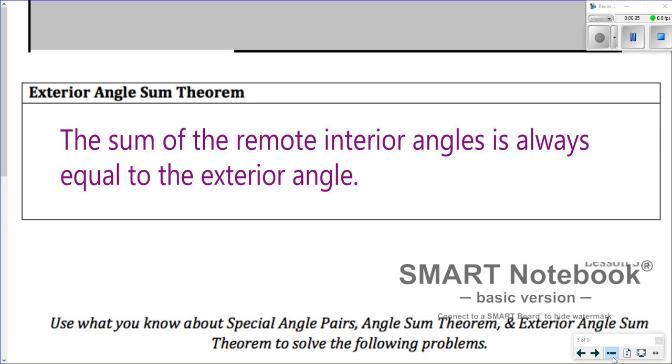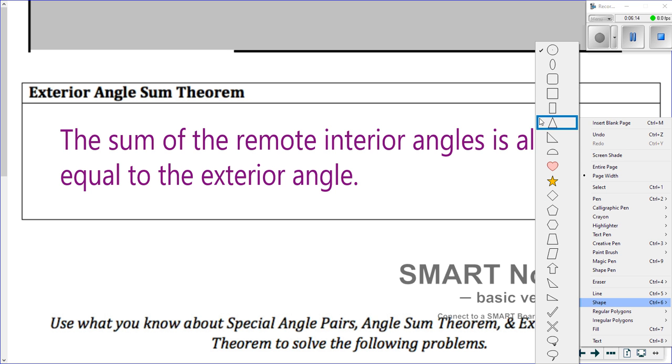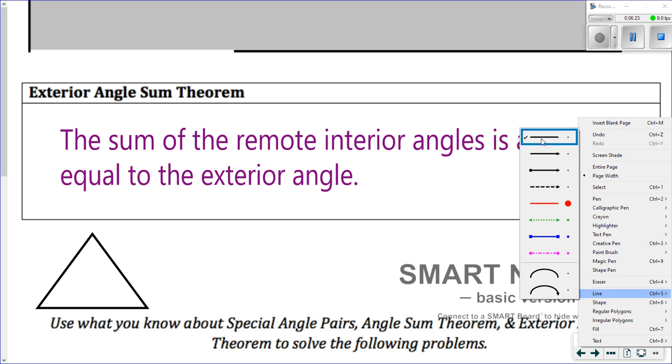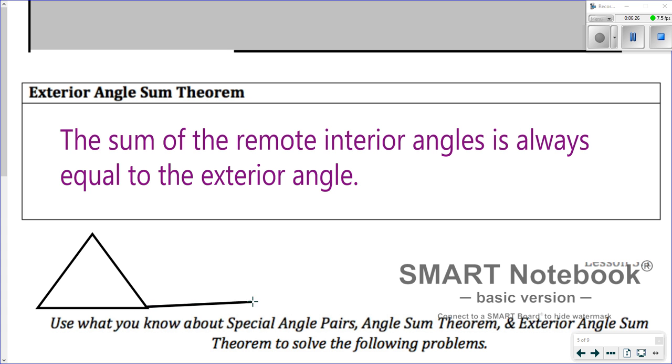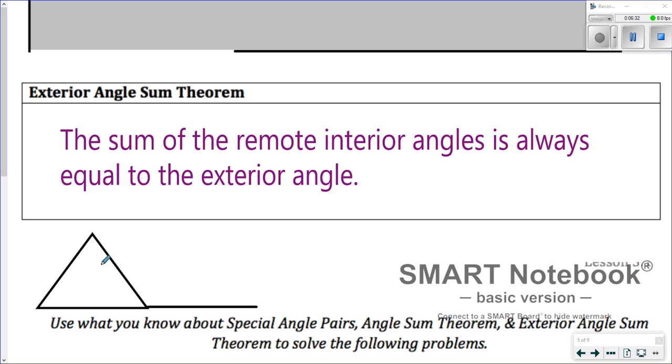So I'm going to draw a picture so that way you understand what they are talking about. Imagine, actually I'm going to use the shape, and I'll just use this triangle, and then I'm going to extend the line, the base. Alright, good. So now, when they talk about the remote interior angles, they're talking about this angle and this angle. I'm just going to color it in. So those are the remote interior angles.